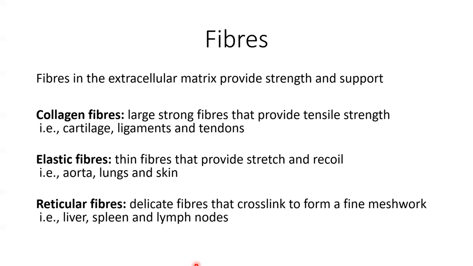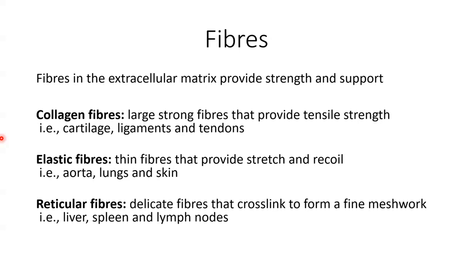So the first type of fibre that we're going to look at is our collagen fibre. And collagen fibres are large, as you saw in the previous image, strong fibres, made up mostly of type 1 collagen. They provide tensile strength to the extracellular matrix. They're present in both dense and loose connective tissue, as well as the special connective tissues such as cartilage.